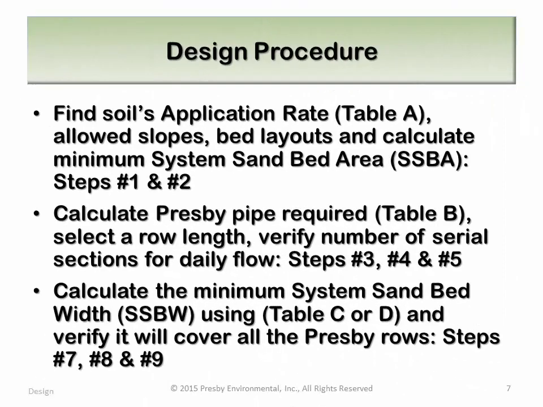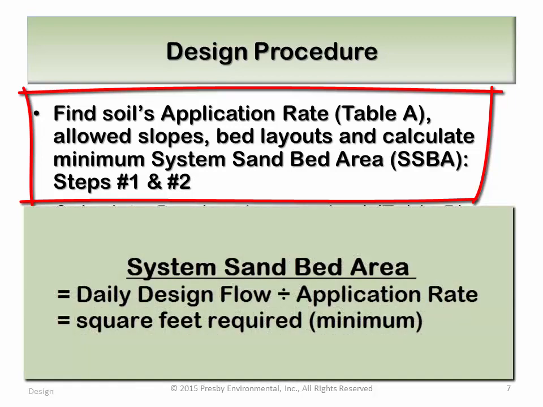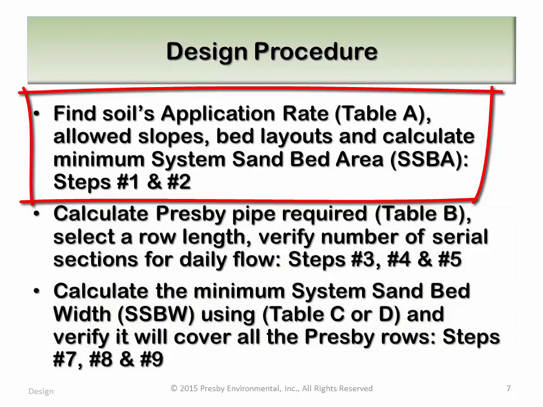Now let's outline the general design process. The manual breaks these tasks into 9 steps depending on the system being designed. In general, the following procedure will be used. First, we need to find the soil's application rate from Table A using the soil's texture or percolation rate. We can then calculate the minimum system sand bed area required by dividing the daily design flow by the application rate. Table A will also provide the allowed system and site slopes as well as the allowed bed configurations.